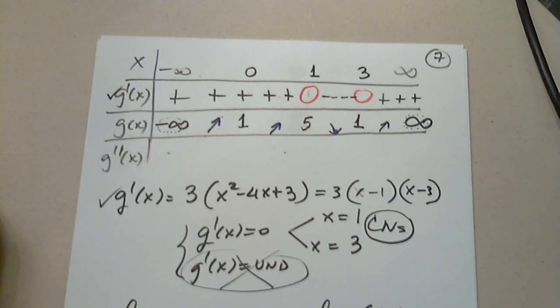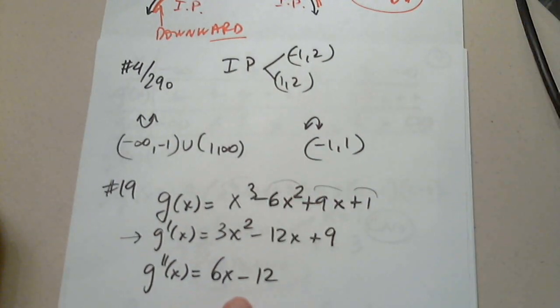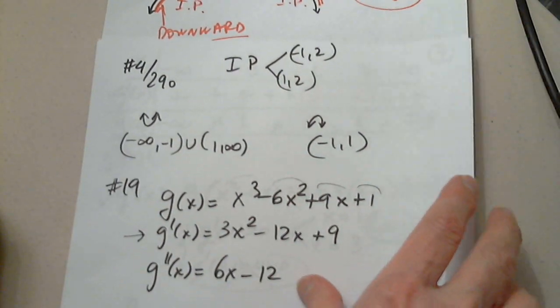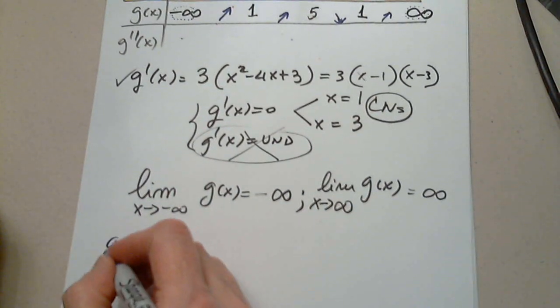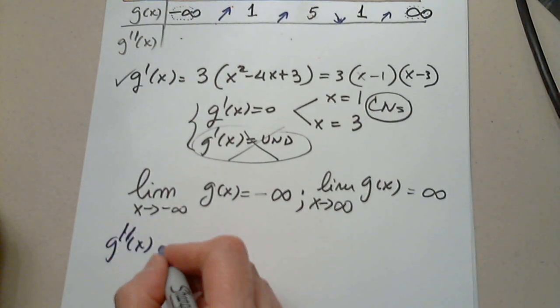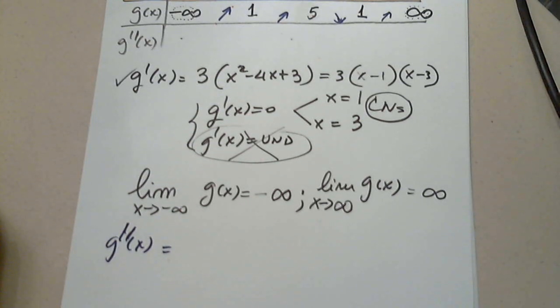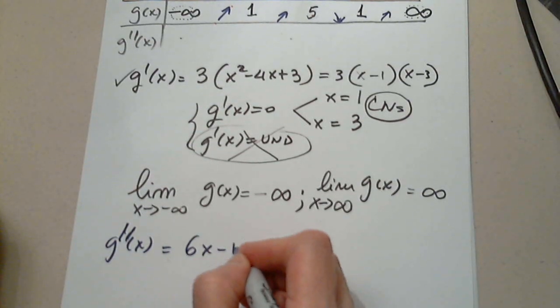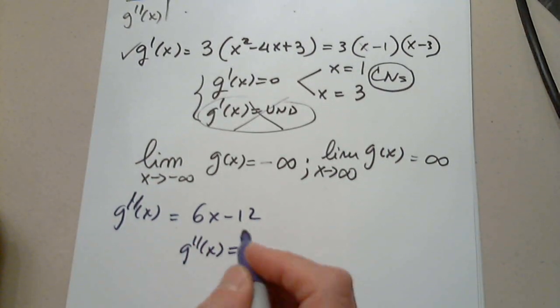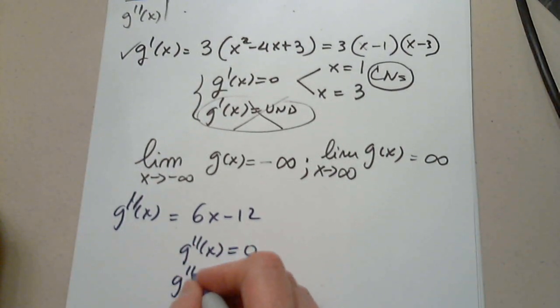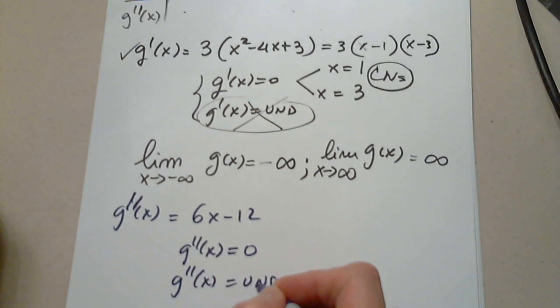We cannot learn anything else from it. We exhausted it to the bone. Now we move on to the second derivative, which we already calculated. In the same way we analyze the first derivative, we will be analyzing the second derivative. The second derivative was 6x minus 12. G prime equals second derivative equals 0, and the second derivative undefined.